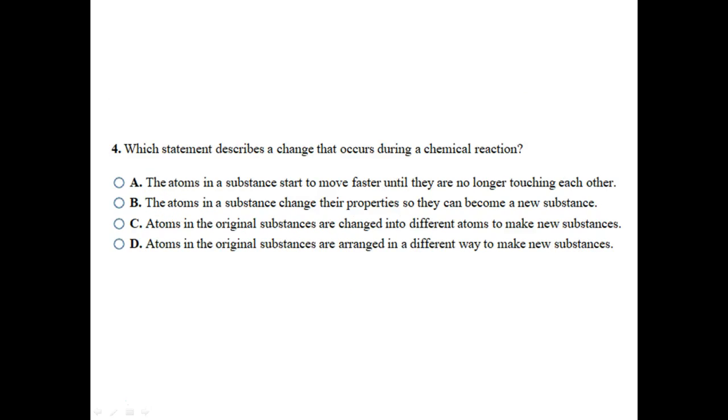Question 4. Which statement describes a change that occurs during a chemical reaction? A. The atoms in a substance start to move faster until they are no longer touching each other. B. The atoms in a substance change their properties so that they can become a new substance. C. Atoms in the original substances are changed into different atoms to make new substances. Or D. Atoms in the original substances are arranged in a different way to make new substances.